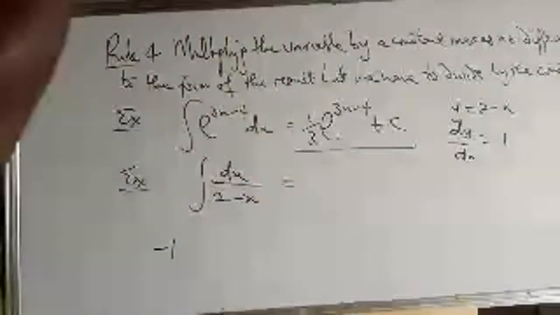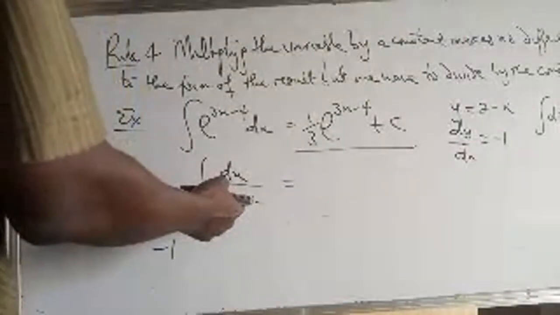Let me remind you. Suppose I say y is equal to 2 minus x, and I want to find dy/dx. With respect to x, it will be 0 because 2 is a constant, and minus 1. Now, the integral of dx is like saying the integral of 1 dx. So if that minus 1 comes up, that means we're going to have minus dx.